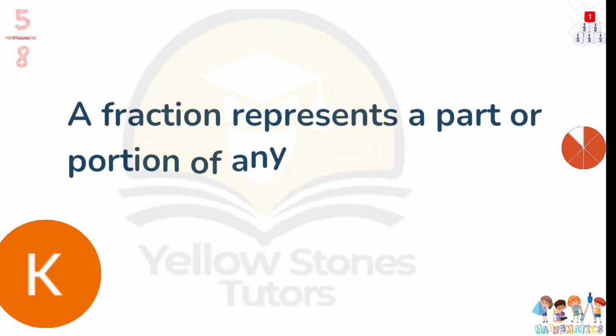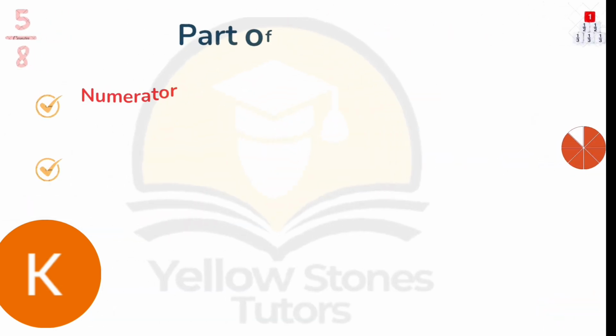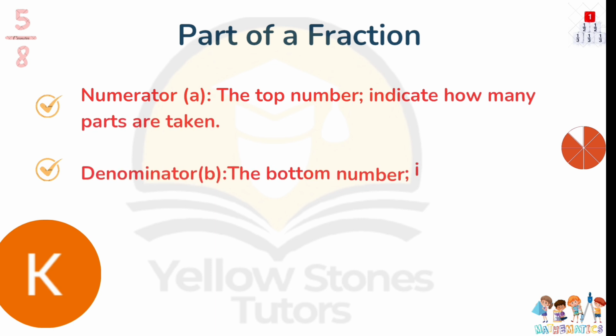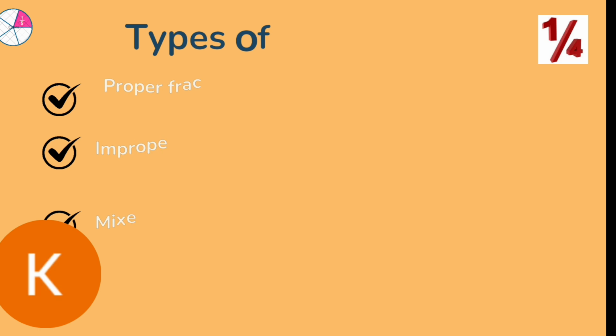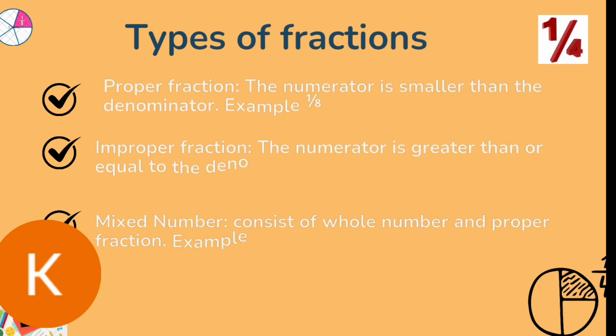A fraction represents a part or portion of any quantity out of a whole. We have two parts of a fraction, namely the numerator and the denominator. The top number indicates how many parts are taken, while the denominator, the bottom number, indicates the number of equal parts. Having learned the parts of a fraction, we move to the next slide, which is types of fraction.